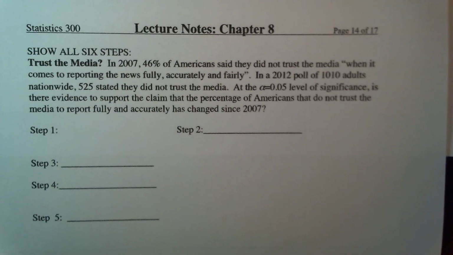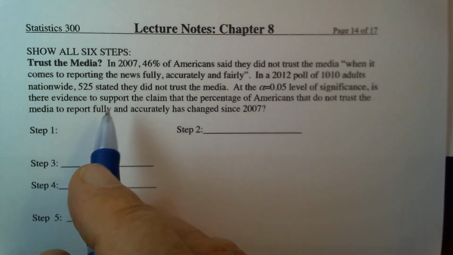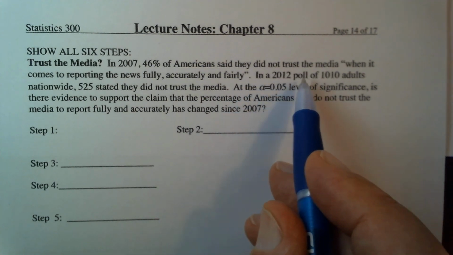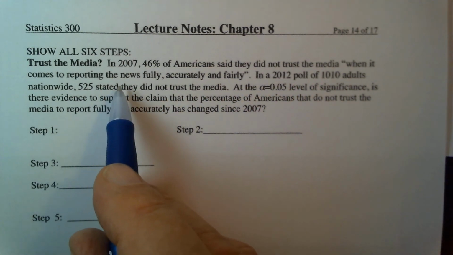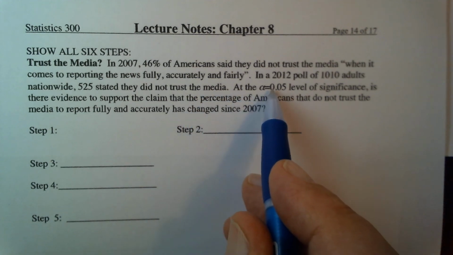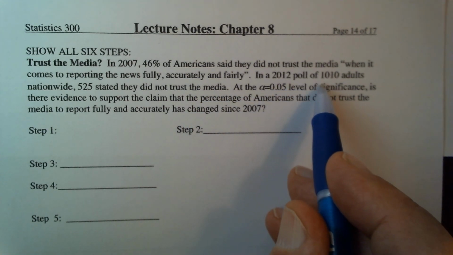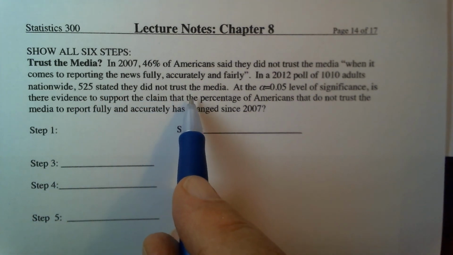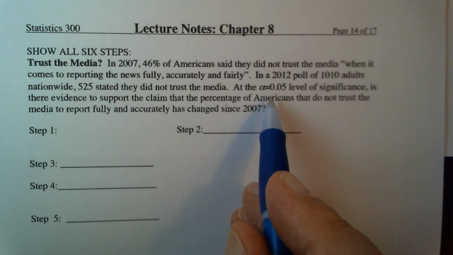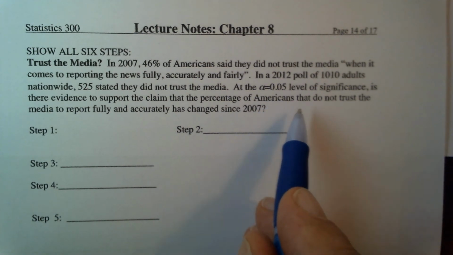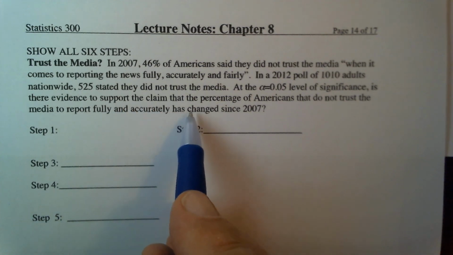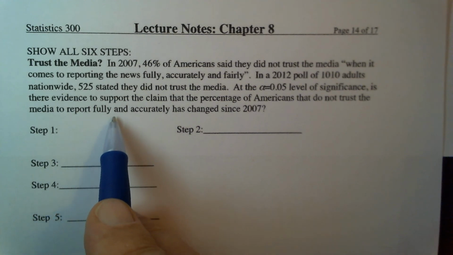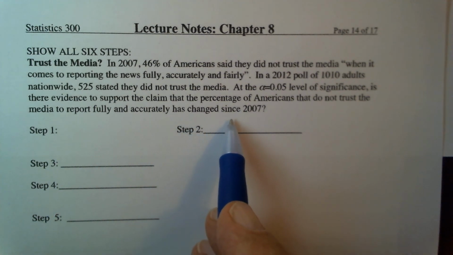Let's end the section by looking at one more example. Trust the media. In 2007, 46% of Americans said they did not trust the media when it comes to reporting the news fully, accurately, and fairly. In 2012, of 1,010 adults nationwide, 525 stated they did not trust the media. At the alpha equals 0.05 level of significance, is there evidence to support the claim that the percentage of Americans that do not trust the media to report fully and accurately has changed since 2007?